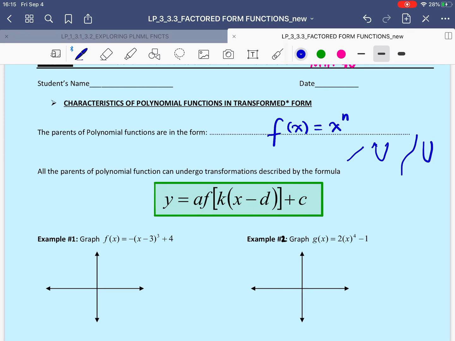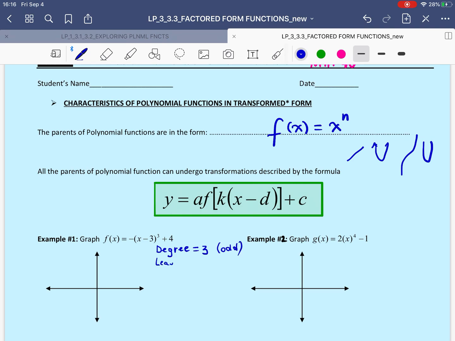So we're taking two examples here together. The first one, f(x) equals negative (x minus 3) cubed plus 4. The first thing you want to look at is the degree of the function, because that will tell us what the shape of the graph will be like. So this is degree 3, which makes it an odd degree function.